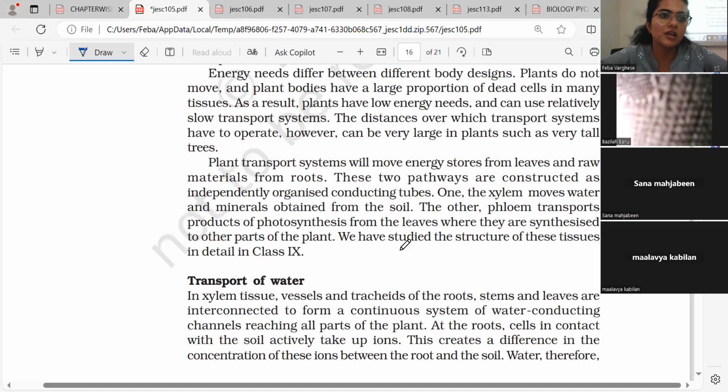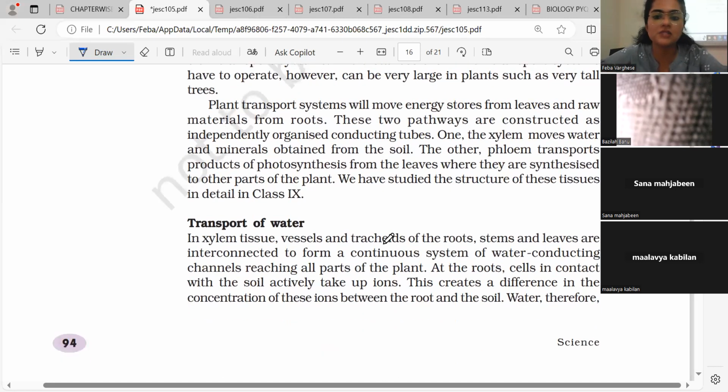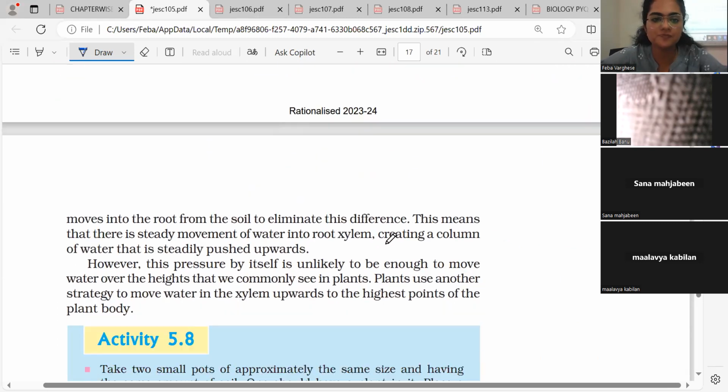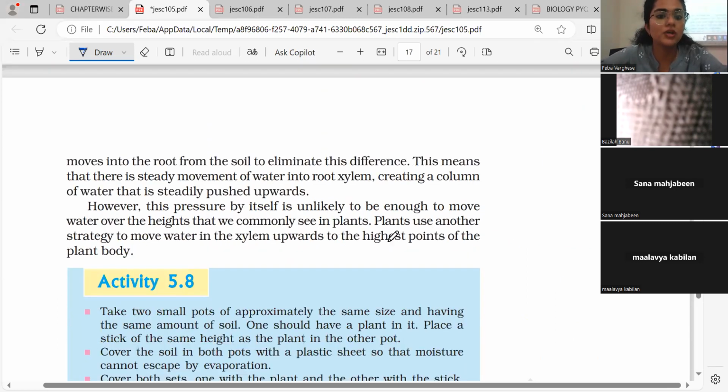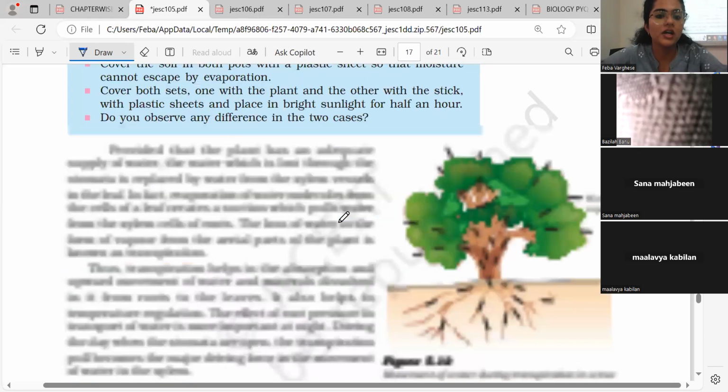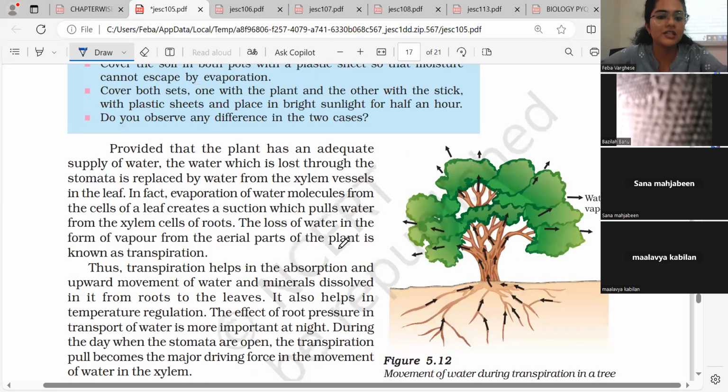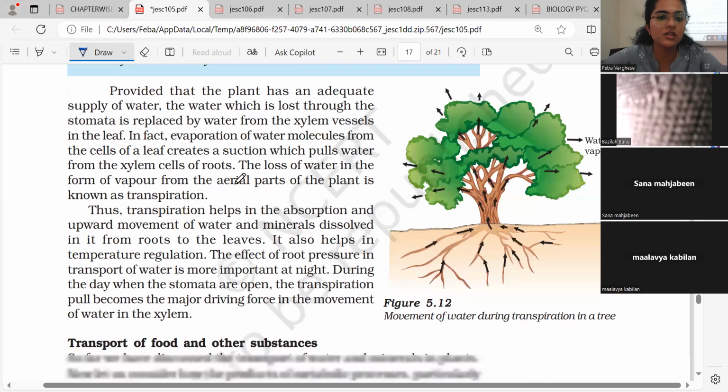Okay, now one more thing. Transpiration does not happen at night time. So what is helping in the transportation of water at night time? Which force is helping in the transportation of water at night time? It's the root pressure. Root pressure is helping in the movement of water into the plants during the night time.